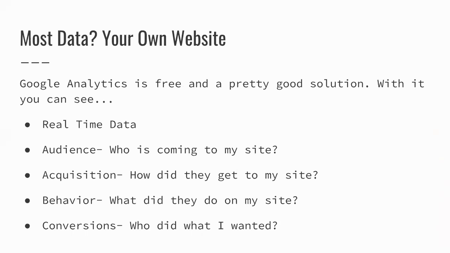Then you have the main areas of audience, which is the question of who's looking at my website. So things like, where are they in the world? What kind of device are they on? What are their interests? There's interest targeting back there too. Acquisition, how did they get to my site? And we'll look at this with some real data in a second, but these are the main areas. So audience is who's coming to my website.